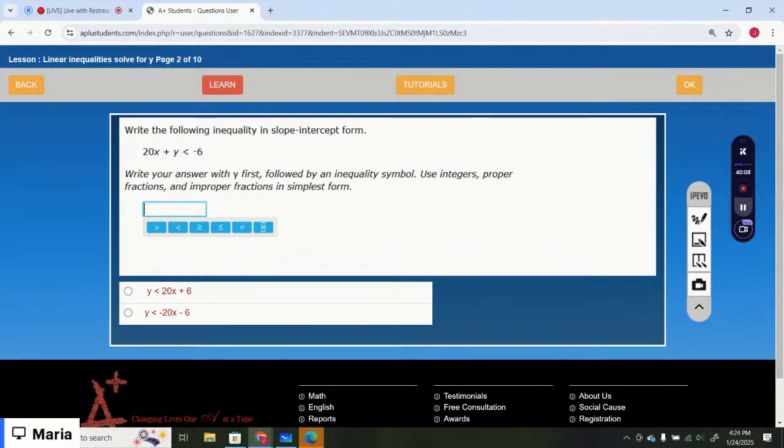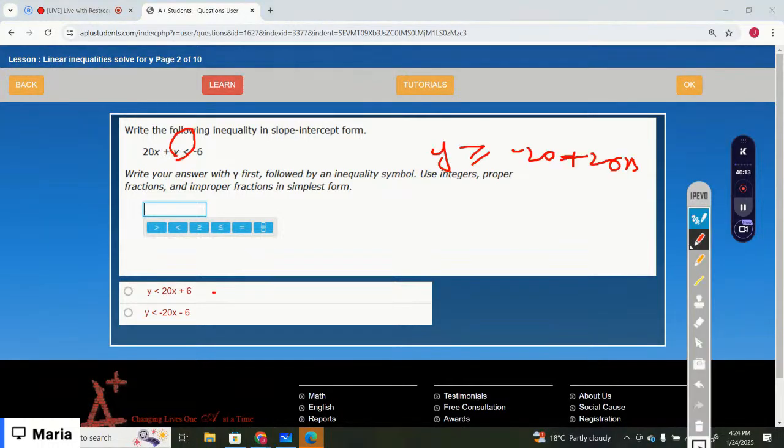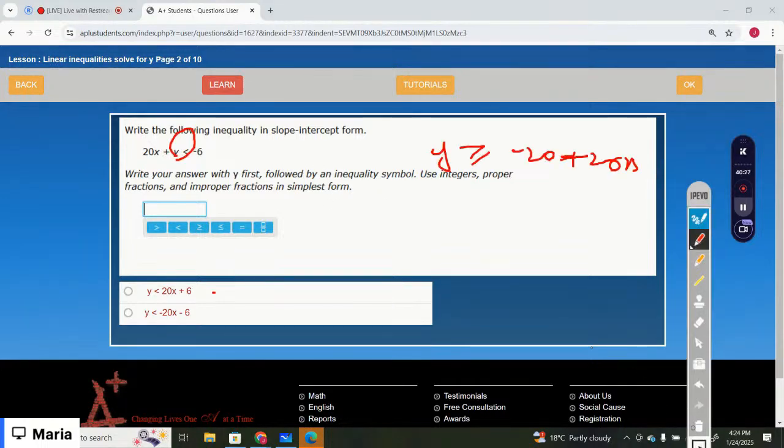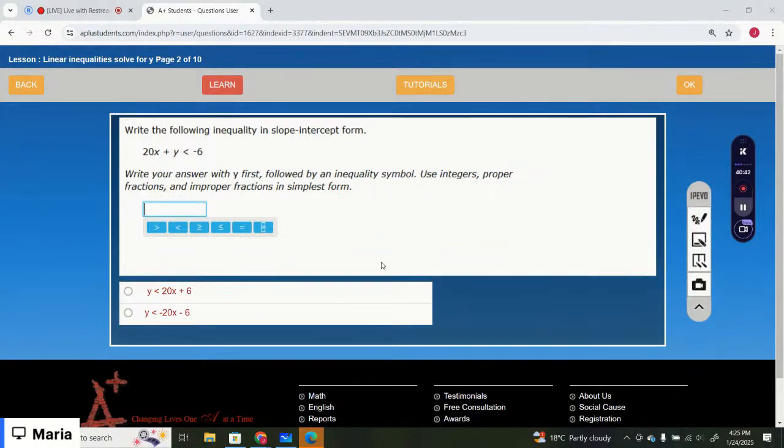Next, 20x plus y is less than or equal to negative 6. You need to isolate the variable y. So that is y is less than or equal to negative 6 minus 20x. So which is the correct option? Option number 2 is the correct option.